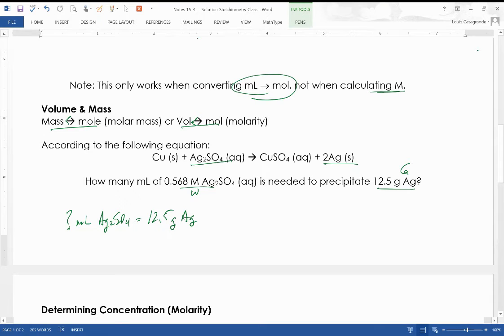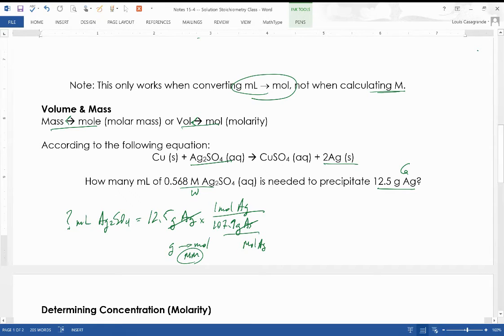Now, this should look familiar to you. We've got grams. So to go from grams to moles, I need molar mass. So let's get that molar mass. 1 mole of silver. You can look it up on your periodic table, or I will just spot you for this one, 107.9 grams of silver. And again, this is going to leave me with moles of silver. So now I cancel out the grams. I've got my moles of silver.